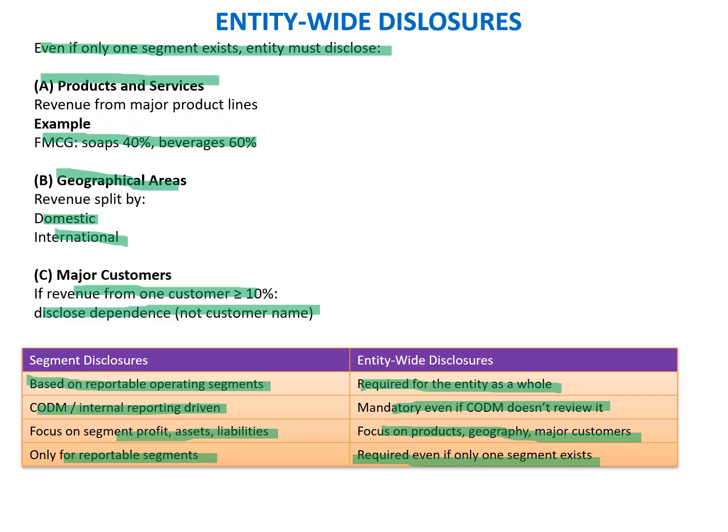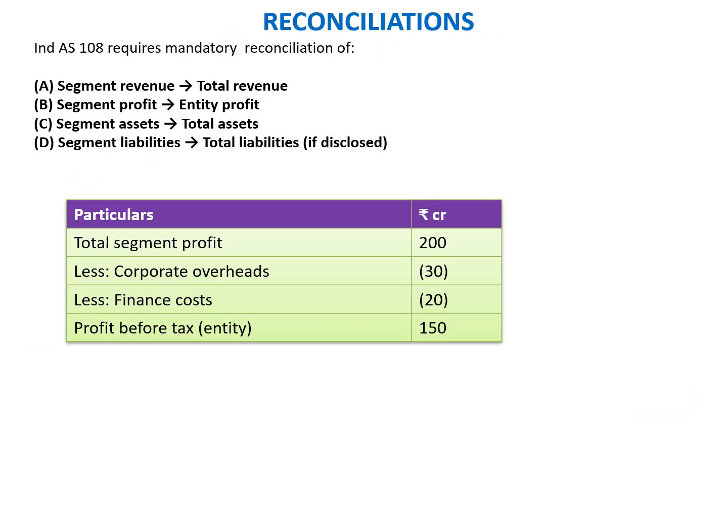So, entity-wide disclosures ensure that the entity discloses this information as minimum information whenever they are doing segment reporting, which is the split between products and services, the split between geographies, and the split between major customers. And this is the requirement of Ind AS 108. So we'll move to the next slide.